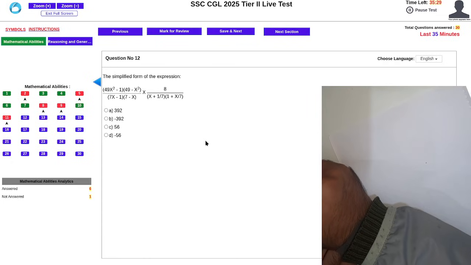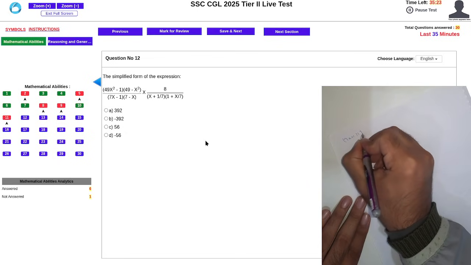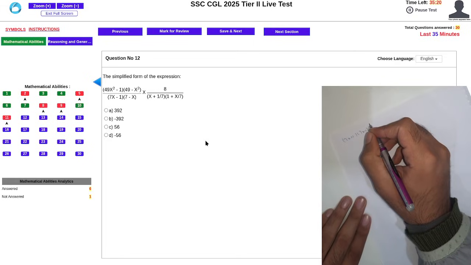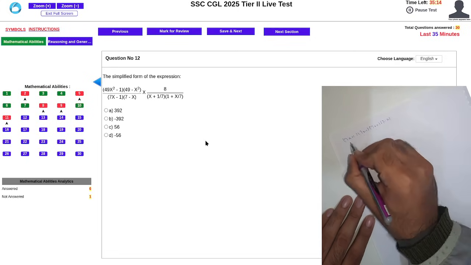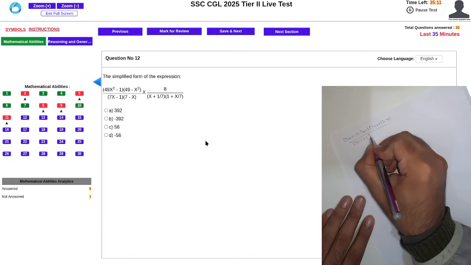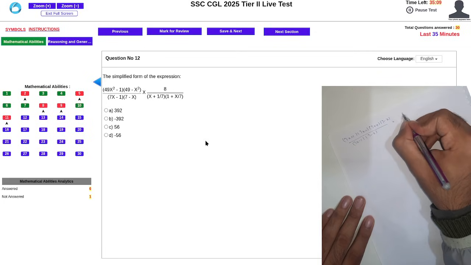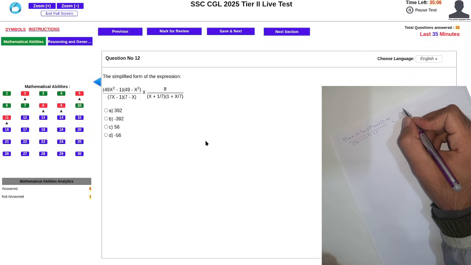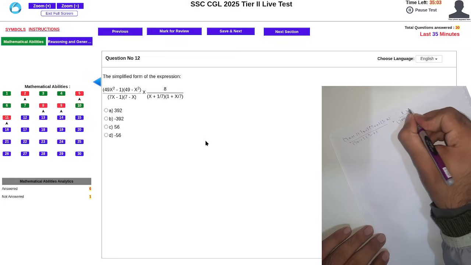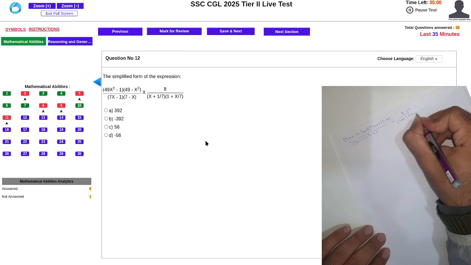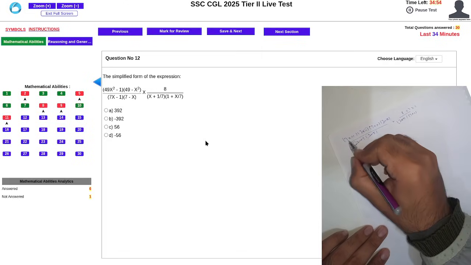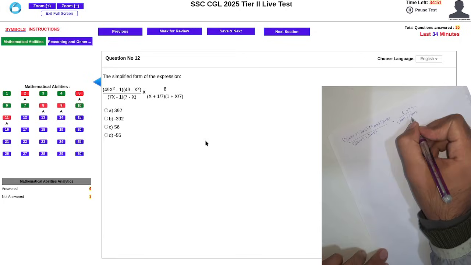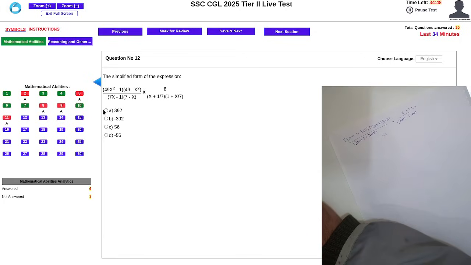The simplified form of the expression: 7x plus 1, 7x minus 1, 7 plus x, 7 minus x. 7x minus 1, 7 minus x into 8. 7x plus 1 into 7, 7 plus x into 7, 7x minus 1, 7x minus 7, minus 7, minus x. 7x plus 1, 7 plus 7 plus 7, 7 7s are 49. 392.